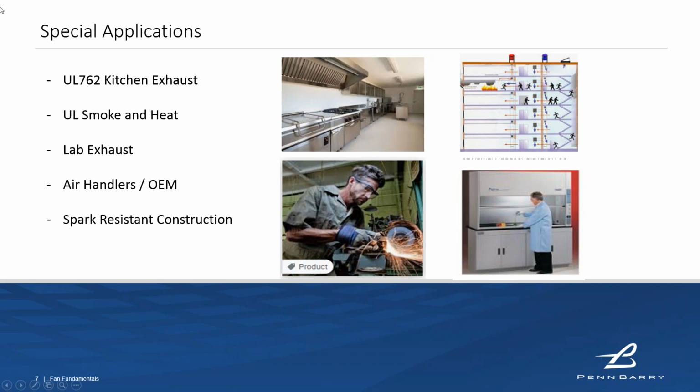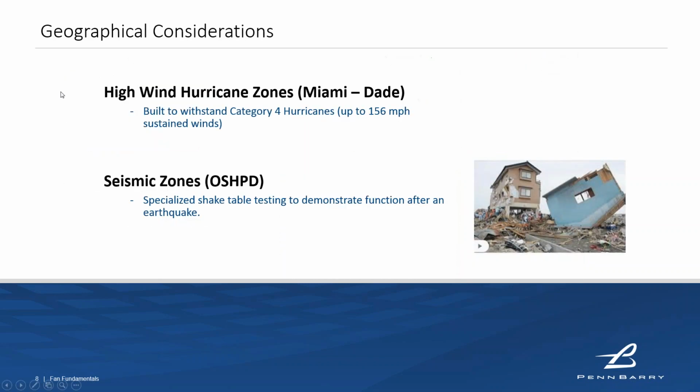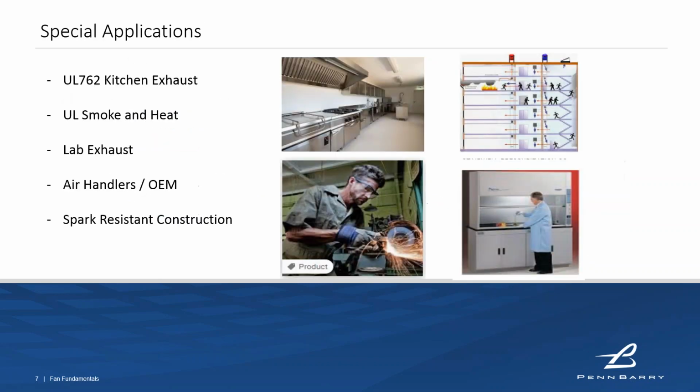Something to keep in mind with both of these types of applications, kitchen exhaust and heat exhaust, is that you have some higher temperatures that you're dealing with, 300, 400, 500 degrees pretty regularly. And as such, the type of material that a unit is made out of is going to become important.